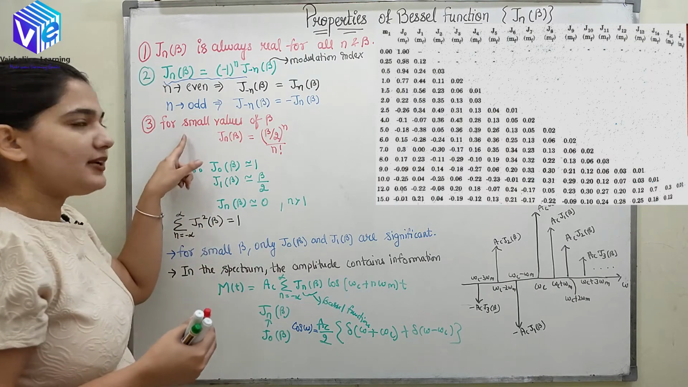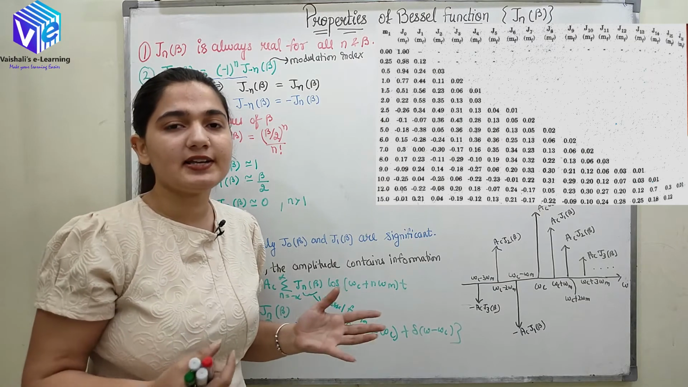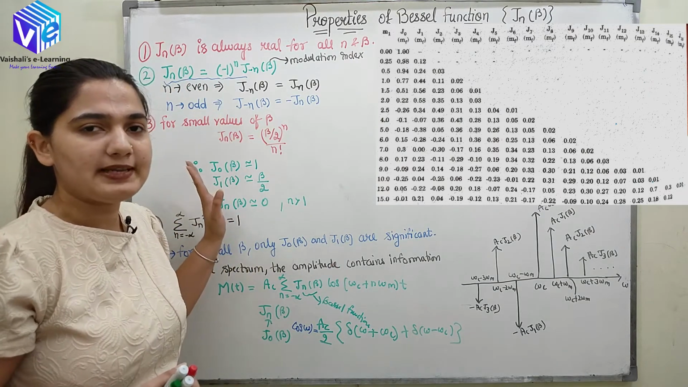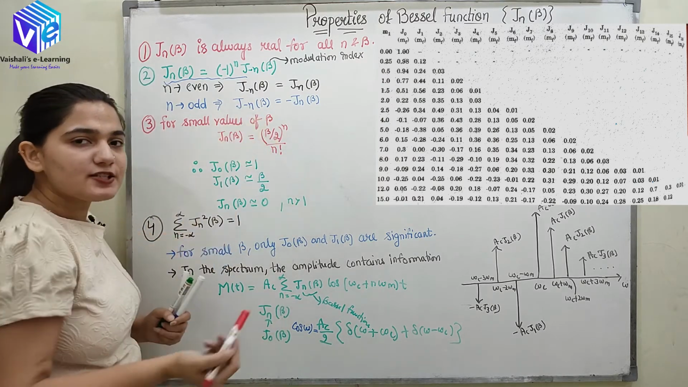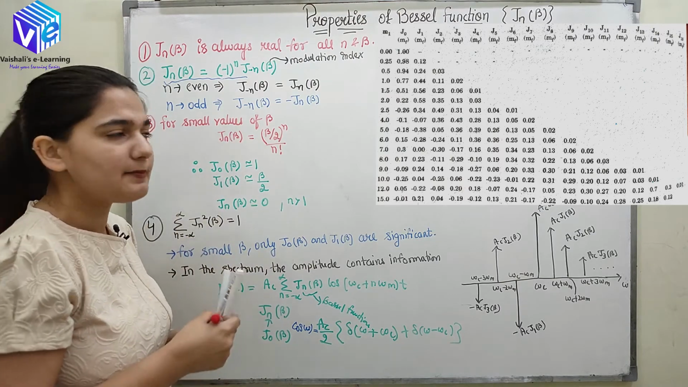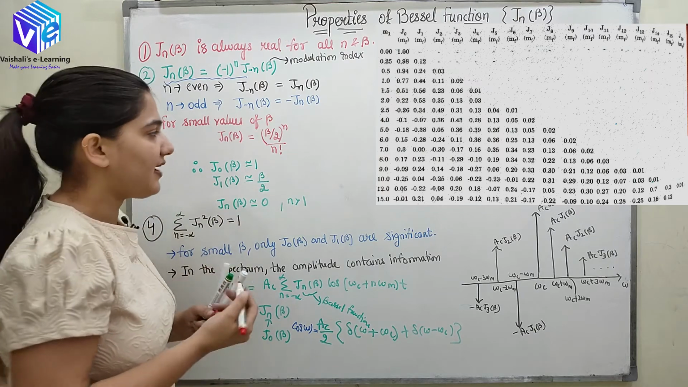Now coming to the next property. If I am considering my modulation index to be small, then only these properties would be applicable. When the modulation index is small, so beta is small, the Bessel function J_n(beta) can be represented as (beta by 2) raised to power n upon n factorial.